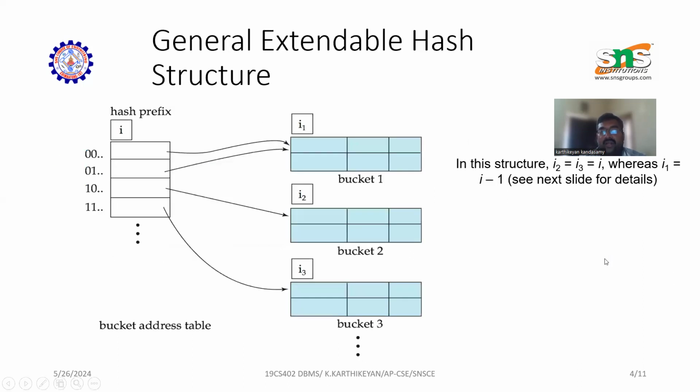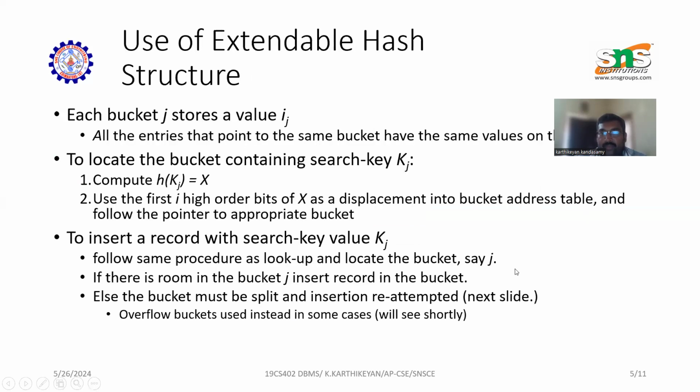So this is the extendable hash structure. Here is the hash prefix. This is the table, with the hash prefix entries 00, 01, 10, 11. Then bucket 1, bucket 2, bucket 3, and in the structure i2 equal to i3 equal to i, where i1 is i minus 1. The next slide we can show that one. This is the extendable hash structure.